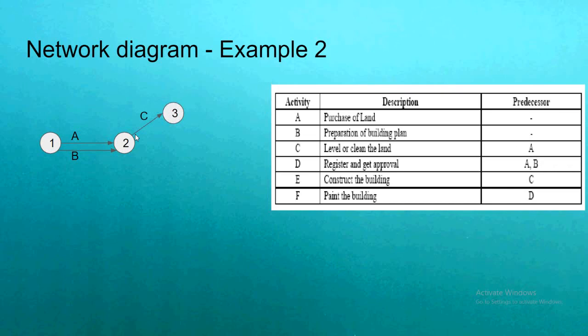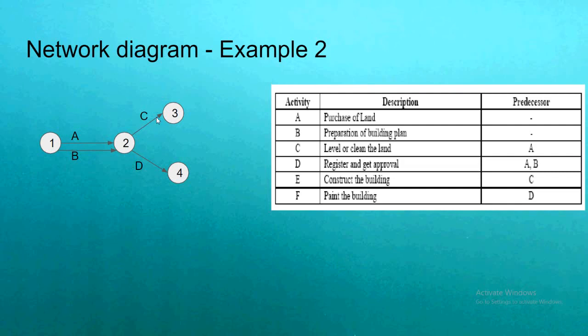Again I have to draw D now. To draw D, you can see that the predecessors are A and B. So let me draw D by using an event 4 like this. Now let us analyze this diagram. If you look at this diagram, for activity D, the predecessors should be A and B. So that is satisfied. A and B are completed, then only we are starting D.